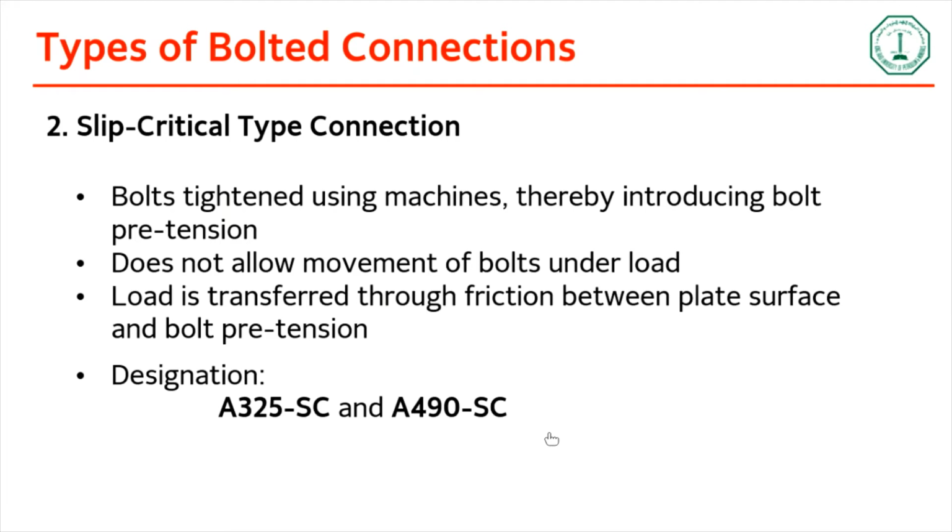Okay, and this tension would create what? Friction between these surfaces. And this friction is what resists the loads between the two members which it connects. Okay. So in this type of connection, we do not allow the movement of bolts under the load, and the load is transferred through friction between this plate surface, and this friction is caused by the pretension in the bolts.